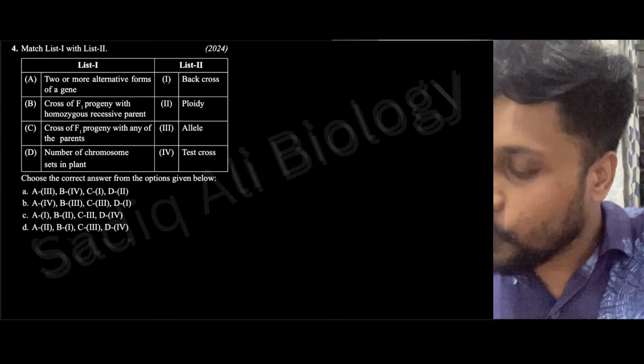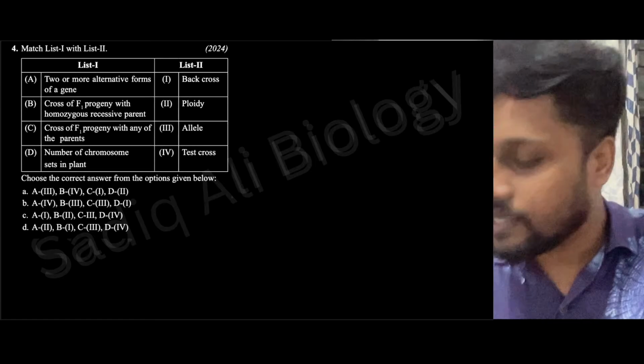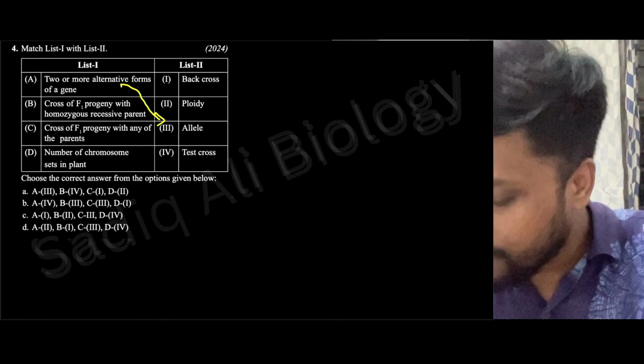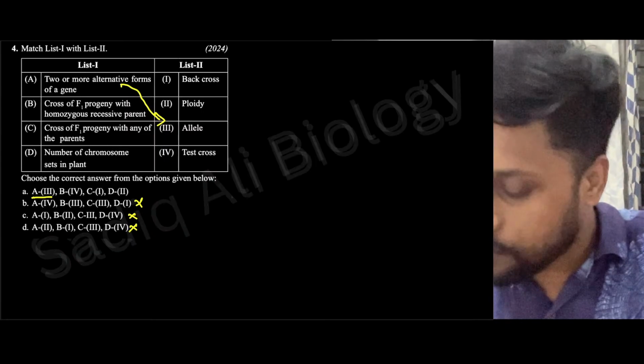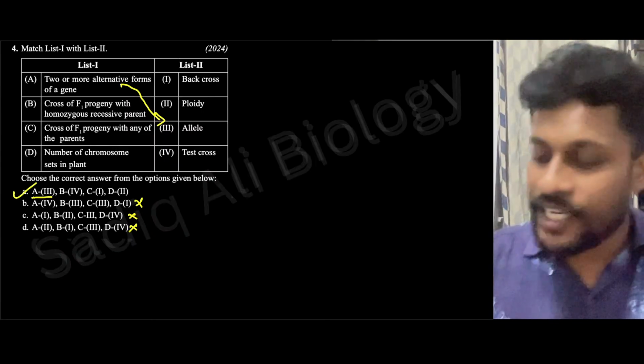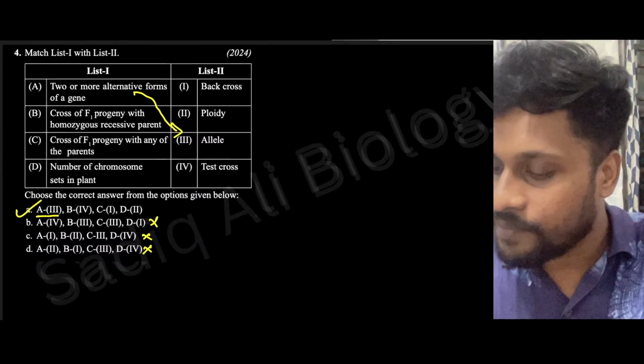Two or more alternative forms of a gene indicate allele, right? A means allele. You see A3. Yes, in the first option itself A3. None of the remaining have A3. So option 1 will be the answer. But we just need to confirm it. How can we confirm it?